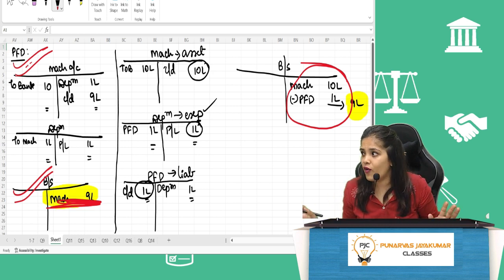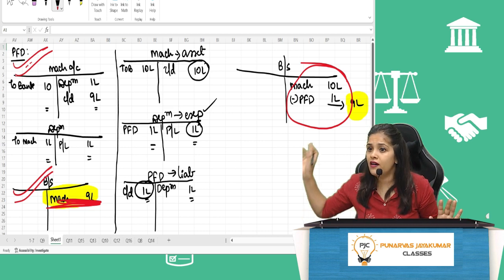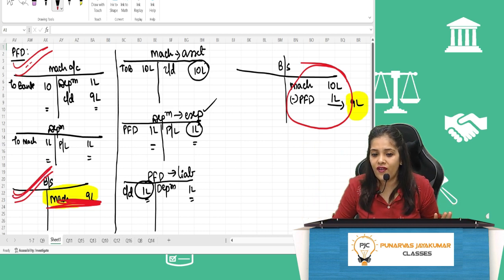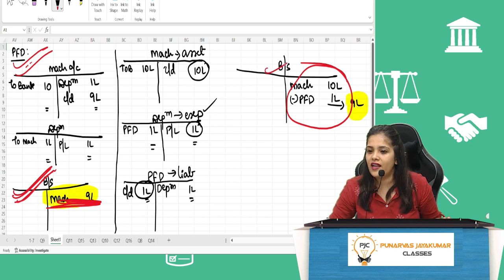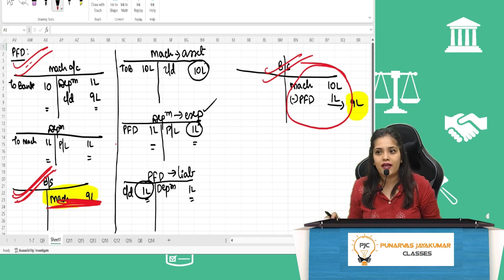Did you understand what they are doing here? In the balance sheet, they are telling way 1. But in the adjustment, they are telling way 2. So isko, we have to keep this in mind and then we have to do. Am I clear till here?